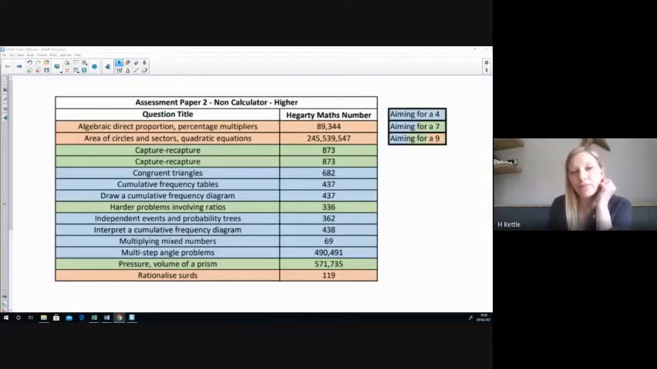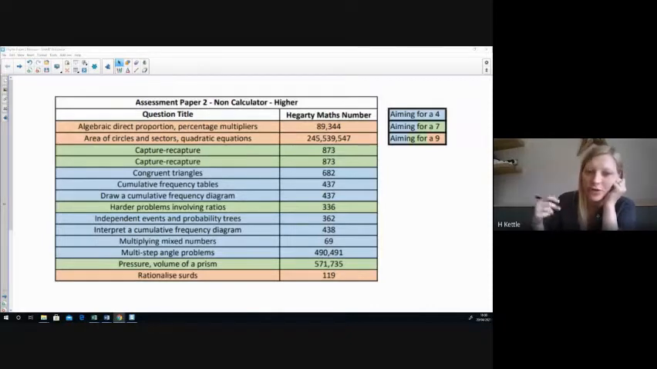I'm just going to go through the paper two revision ahead of Thursday. So again, I'm going to go through the blue ones first, and then the green ones, and then the orange ones, just to build up in terms of difficulty. So remember, blue is aiming for a grade 4, and then green a 7, and orange a 9.